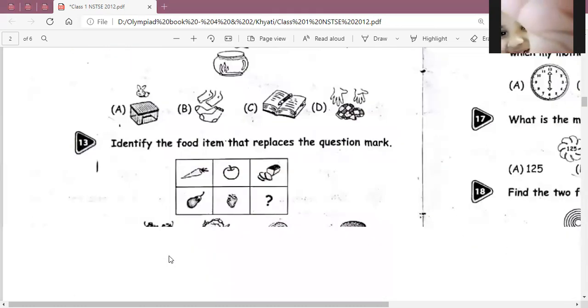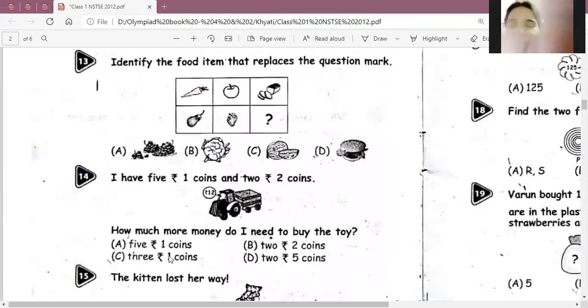What is that? Identify the food item that replaces the question mark.